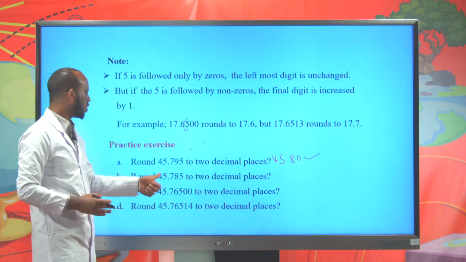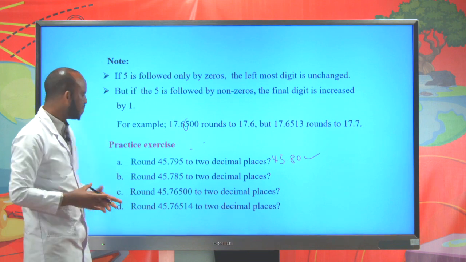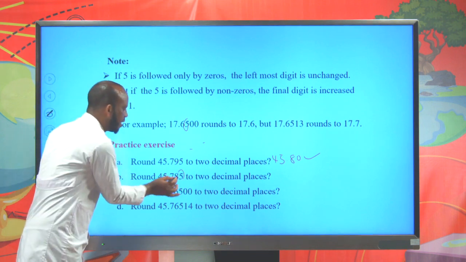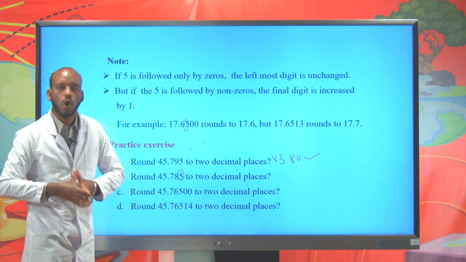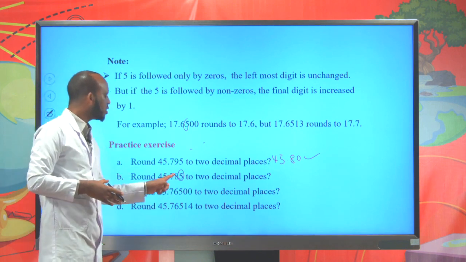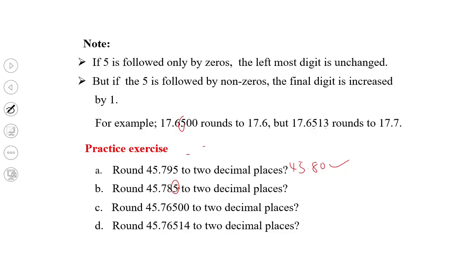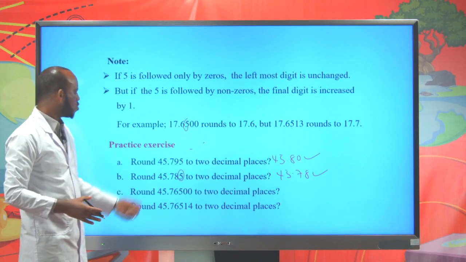B, round 45.785 to 2 decimal places. The number to be removed is 5 and no other digits follow 5. The preceding digit is retained if it is even. Now this is reported as 45.78.